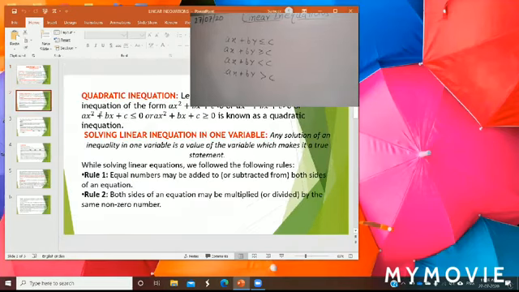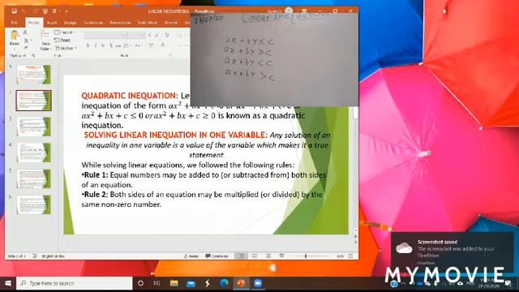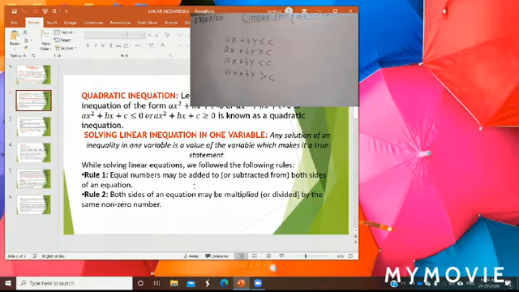So, solving linear inequation in one variable. How do you solve a linear inequation in one variable? Here you have some rules for solving linear inequations in one variable. I am discussing them one by one. So here you have rule one. Rule one is that an equal number may be added or subtracted on both sides of an inequation.